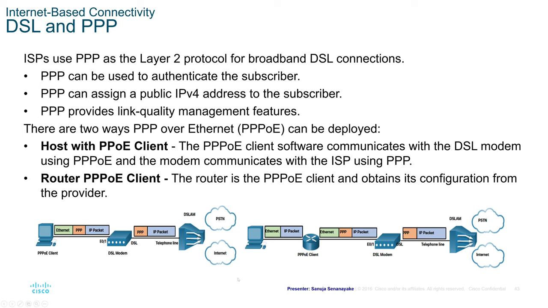On the bottom of your screen, Cisco has again provided diagrams showing those two deployments. In this case, we have the DSL modem acting as that, and in here we have a PPPoE client in the router. Right before the modem, we have the PPPoE client, and that's how the host with the PPPoE client is going to connect. But in here, we have the router with the PPPoE client, and that is going to be the one doing the PPPoE configuration. So that's what is shown in here.